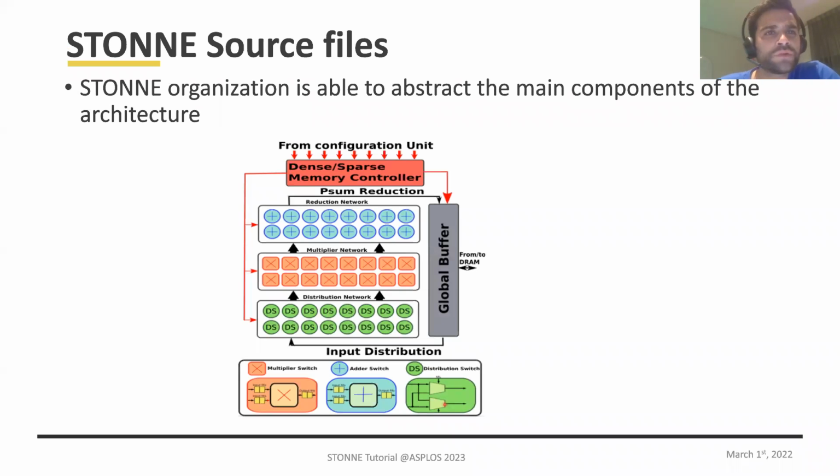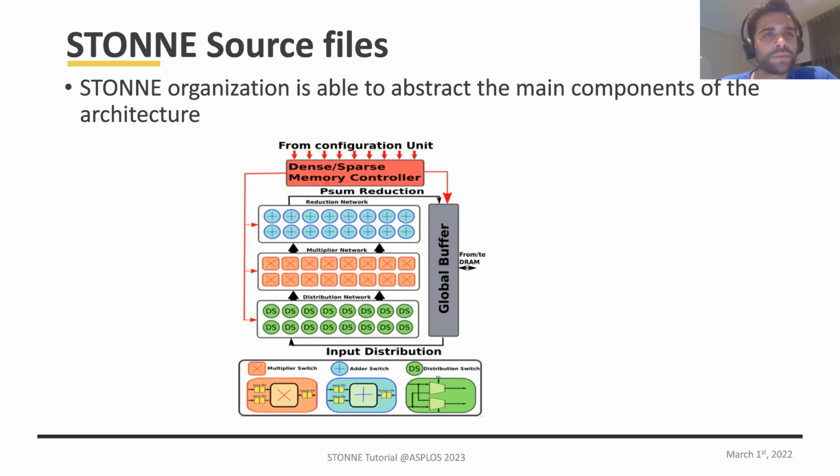And then, as Jose Luis has mentioned, just as a reminder, STONNE is organized like this, right? We have three networks: the distribution network, the multiplier network, and the reduction network. The reason why STONNE is powerful is that it's able to simulate different reduction networks, different multiplier networks, different distribution networks, and different controllers as well.